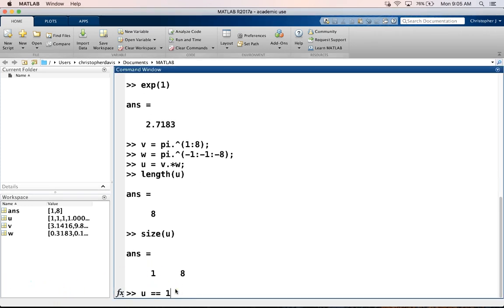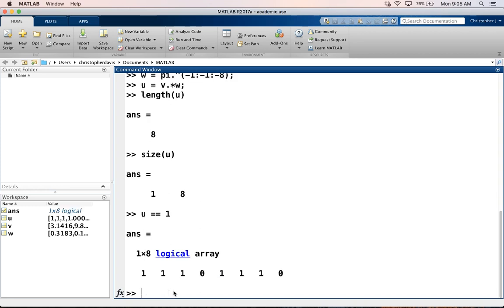And so what should we expect when we type in u equals 1? Okay, well, pi to the i times 1 over pi to the i, that should definitely be 1. So when I am asking, does this equal 1? It should say true for all of them. So let's check it out. And now I'm not going to put a semicolon. So what do I get? I do get a true-false vector because I use this equals sign. But I get true, true, true, false, true, true, true, false.